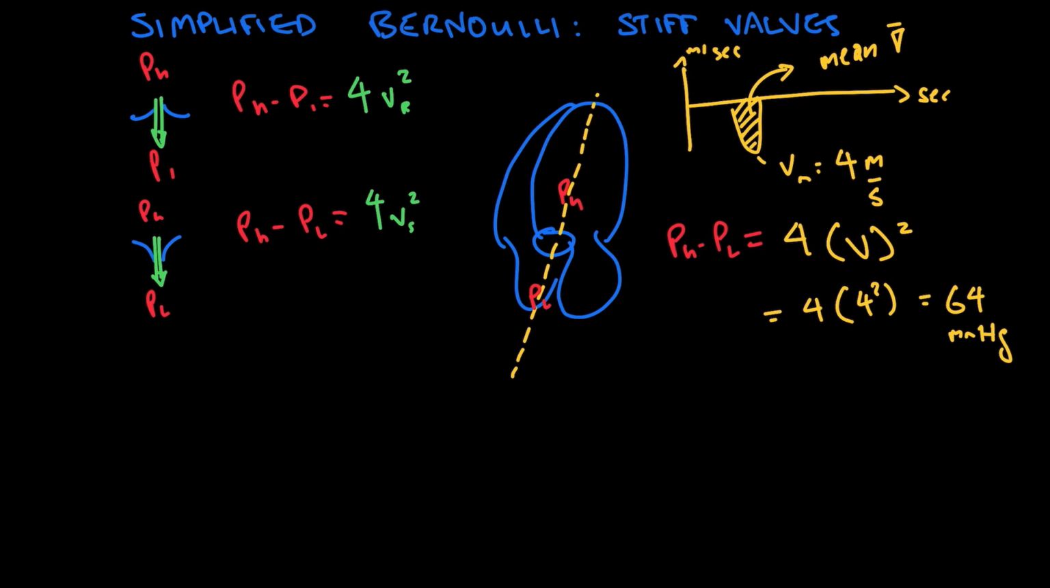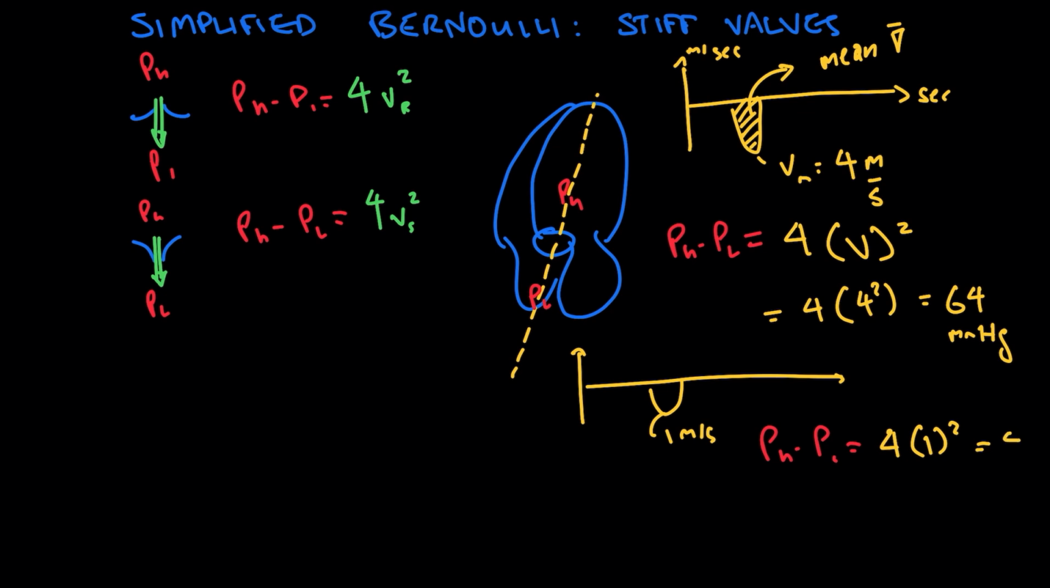I guess before I go through that, though, let's say instead it was more of a normal valve, and we actually measured something like this, where it was just 1 meter per second was this peak. What would that correspond to in terms of a pressure difference? Well, in that case, you would say that P high minus P low equals 4 times 1 squared, which is 4. So there's a very trivial difference between the high and low pressure areas, as we would expect.